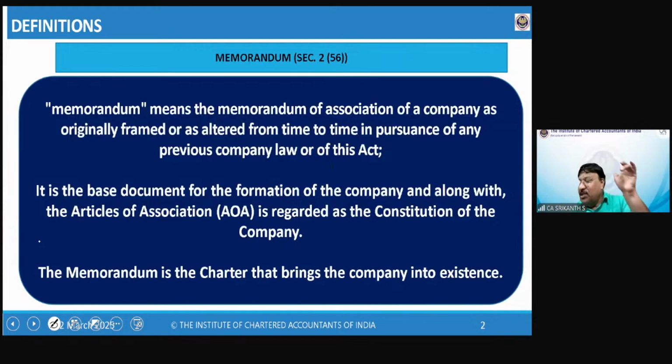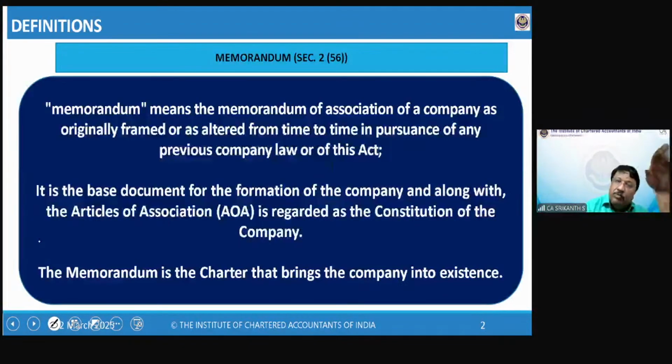Defined in section 2, subsection 56, which maybe you studied in preliminary. It says memorandum means the memorandum of association of a company as originally framed or as altered from time to time in pursuance of any previous company law or of this Act.